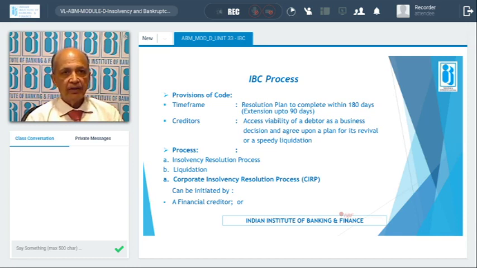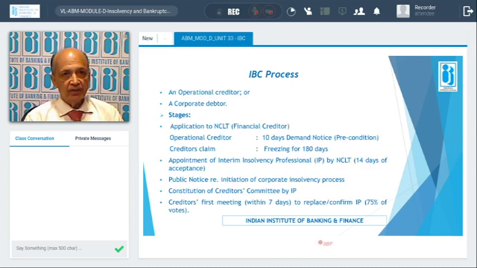It can be initiated by either a financial creditor, an operational creditor, or the corporate debtor itself. The debtor can also go to the NCLT so far as a corporate is concerned. What is a financial creditor? That is a creditor in terms of money. When finance is provided, the lenders who have provided the finance are the financial creditors. Whereas the operational creditor is one who has provided goods and services, thereby the dues are there. Third is the corporate debtor itself.